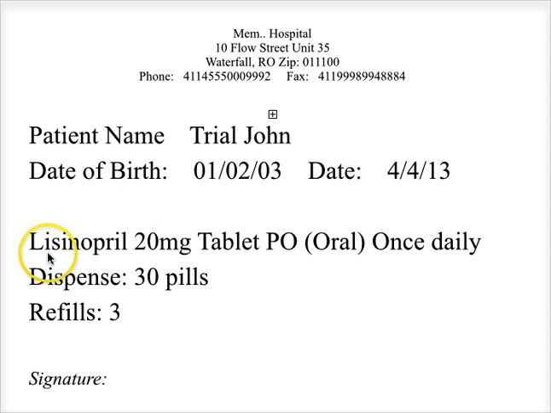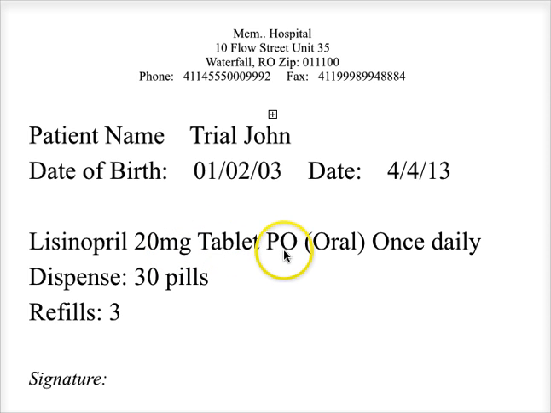You need to specify the name of the medication. Lisinopril is a blood pressure medication. And then you need to write the dosing. So lisinopril, 20 milligrams. And then you need to say tablet or capsule. So you can't just say lisinopril 20. You have to say 20 milligrams. And then you say tablet or capsule.